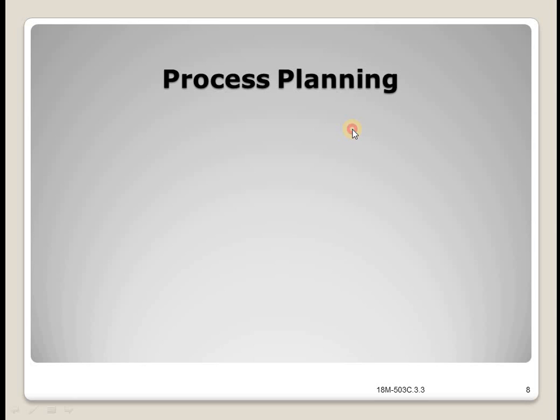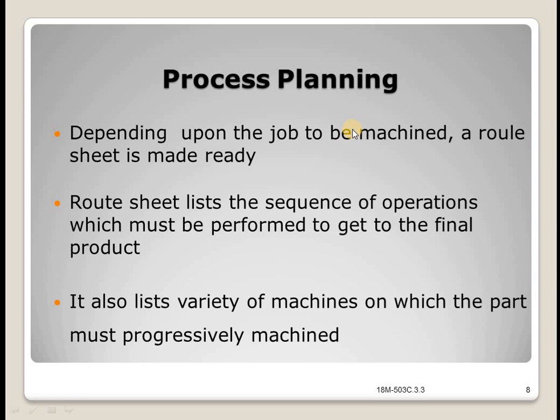First one, process planning. In this, the engineering drawing of the work part must be interpreted in terms of the manufacturing processes to be used. This is called process planning. In this, a route sheet is prepared. A route sheet is a listing of the sequence of operations which are performed on the work part. It also lists the machines through which the part must be routed in order to perform according to the sequence of operations.